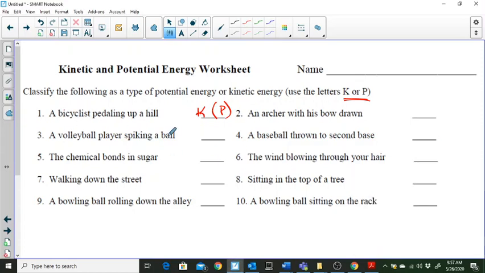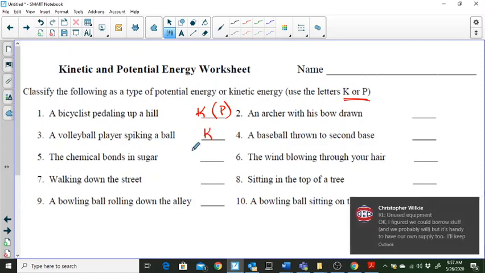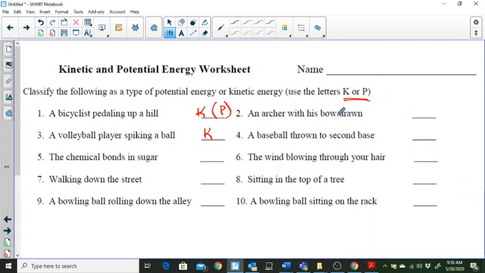A volleyball player spiking a ball. A spike is a hard hit, so the ball moves quickly. That would be kinetic energy. An archer with his bow drawn. I did question 1, then question 3. I'm sure some of you did the same thing. So number 2, an archer with his bow drawn. He's pulled the string back, the arrow is there. That is potential energy. It's not moving yet. When he releases it, then it's going to be kinetic.